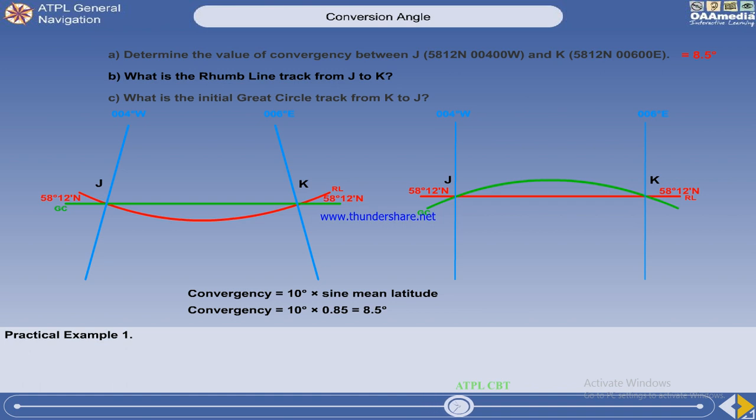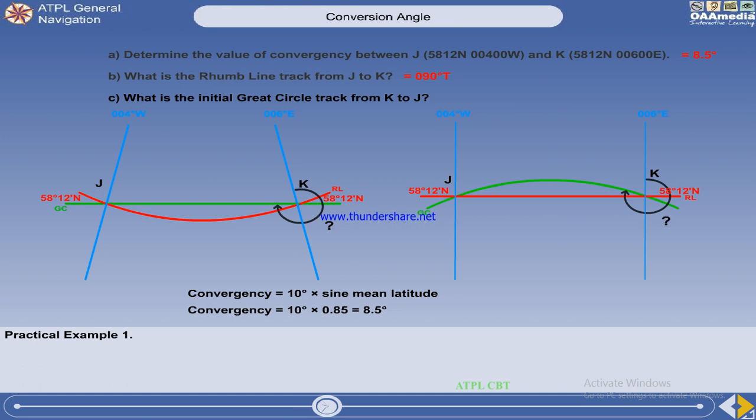What is the run line track from J to K? J and K are both at the same latitude. So what will the run line track from J to K be? Clearly, the answer is 090 degrees true. This is a parallel of latitude. So that's the second part answered.